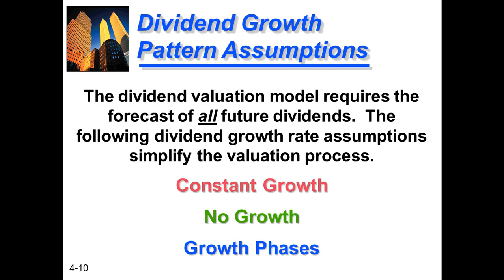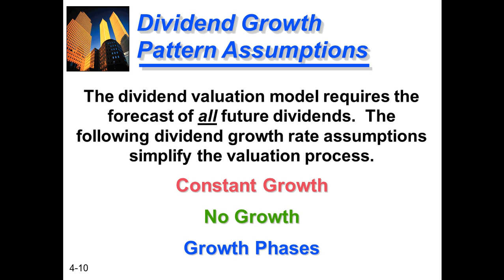Now, dividend growth pattern assumptions: how dividends are growing. The dividend valuation model requires the forecast of all future dividends. From now, you are going to purchase Nokia Corporation's common stock shares, and you are expecting three types of growth. The first is the constant growth model. In year zero, you are paid $1 as a dividend, but in year one it grows by 10%, so you will get a dividend of $1.10. In the second year, you will get $1.21 because it again grows by 10%. So it is the constant growth model.